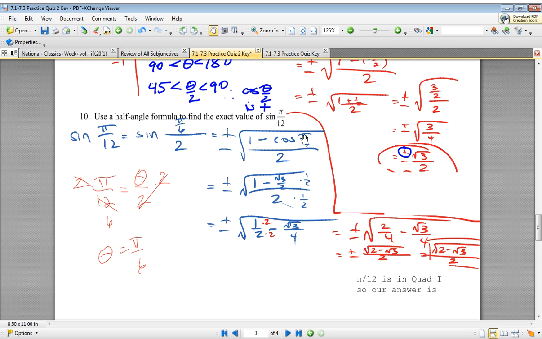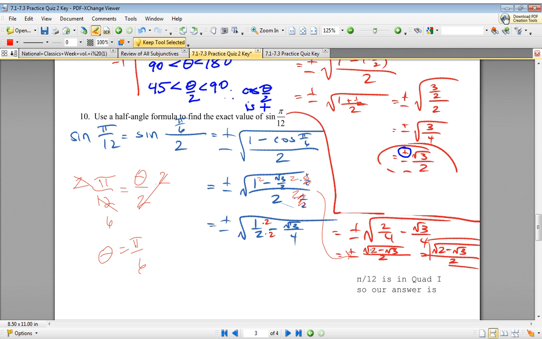Pi over 6 is a unit circle thing, so we could say that cosine of pi over 6 is radical 3 over 2. We're going to multiply everything by 1/2, or you can just decide to multiply everything by 2. You'll end up having the same issue. If we wanted at this point to multiply everything by 2 just to get rid of this fraction here, we would actually end up exactly here. So we could take a shortcut and go there.